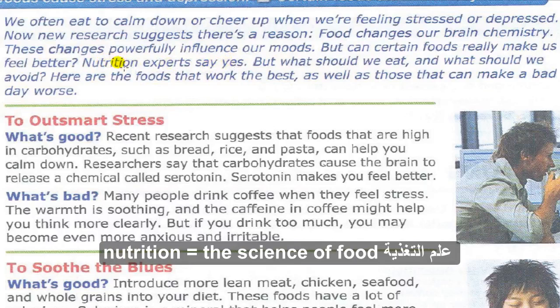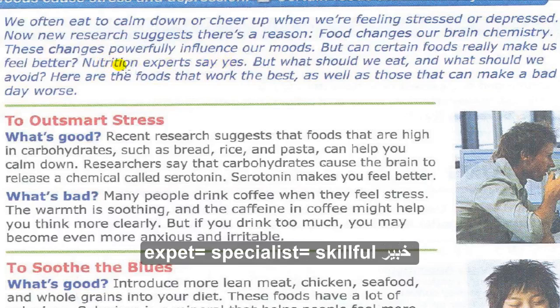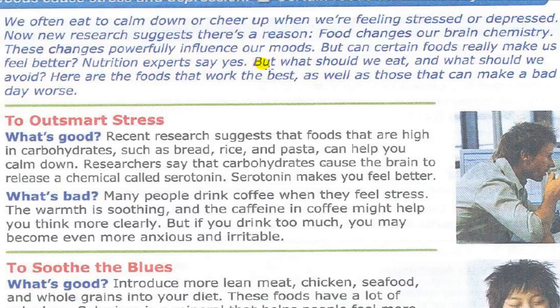Nutrition is the science of food and how it affects our body. What is the relationship between the food we eat and our body? Also, what is the relationship between food and mood? Experts are professional people, scientists of nutrition. But what should we eat, and what should we avoid? We should eat what, and we shouldn't eat what.